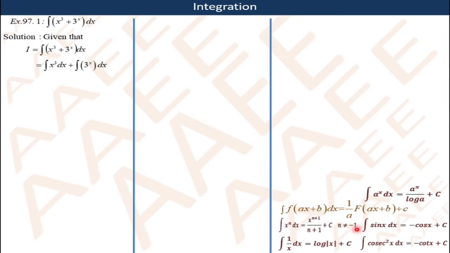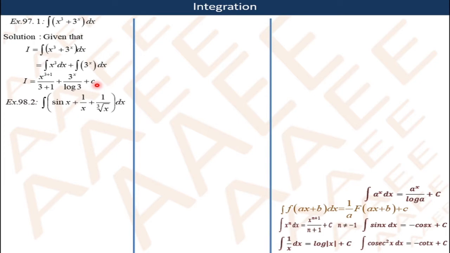And by using this formula, integration x raised to n dx is equal to x raised to n plus 1 upon n plus 1 plus c, here n is equal to 3. And for 3 raised to x, here we are supposed to apply this formula: integration a raised to x dx is equal to a raised to x upon log of a plus c. And the required answer will be x raised to 3 plus 1 upon 3 plus 1 plus 3 raised to x upon log of 3 plus c. C is the constant of integration. Let us see the next example.